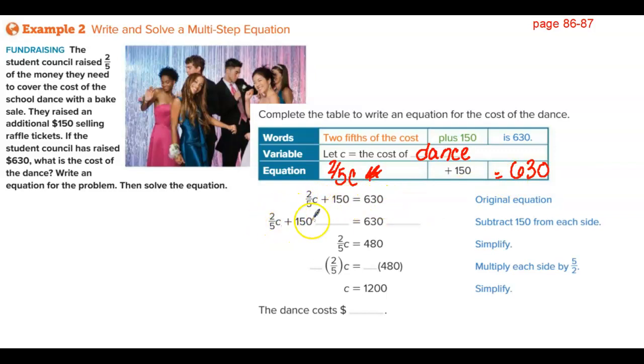We want to isolate the variable term, so we need to subtract 150 from both sides. Okay, then we have 2/5 C equals 480. Then we're going to multiply both sides by the reciprocal of 2/5, which is 5/2. These will cancel each other out, leaving us with just C, and 5/2 times 480 is 1,200. So the total cost of the dance is $1,200.